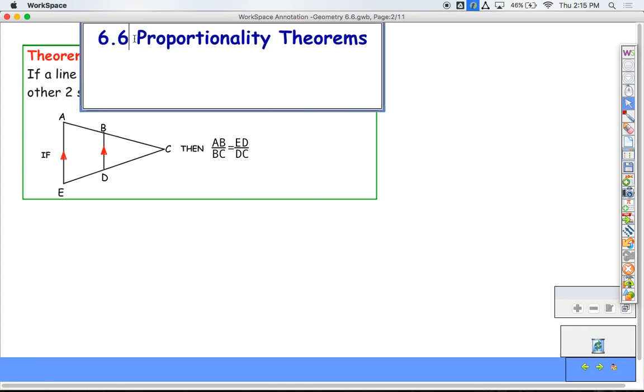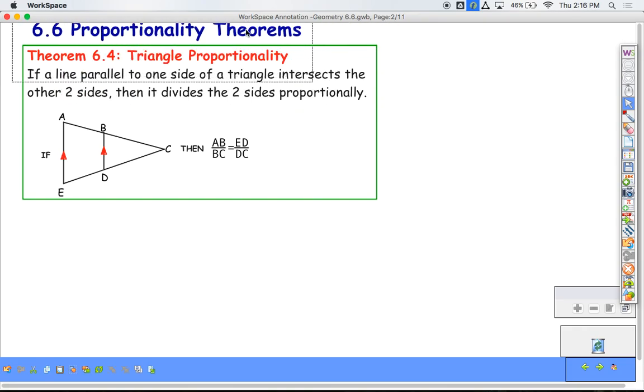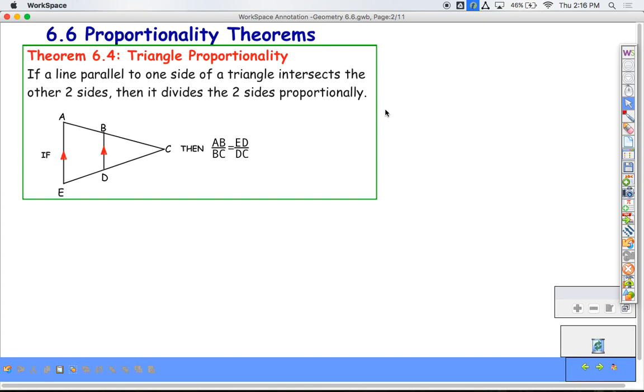It was going to be 6.6a, but we're going to combine them into one just to save a little time. So our first theorem today is triangle proportionality. We've been talking about proportions a lot. This one says if a line parallel to one side of a triangle intersects the other two sides, so we have parallel lines here and here, it's going to divide the two sides proportionally. So in other words, AB to BC is going to be equal to ED over DC. So this ratio we get right here if we have parallel lines.